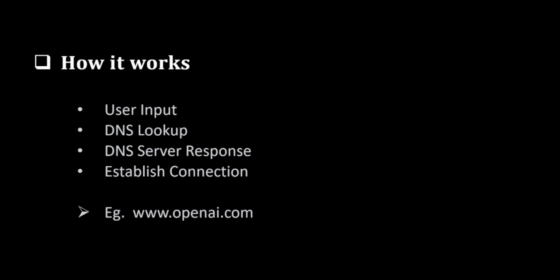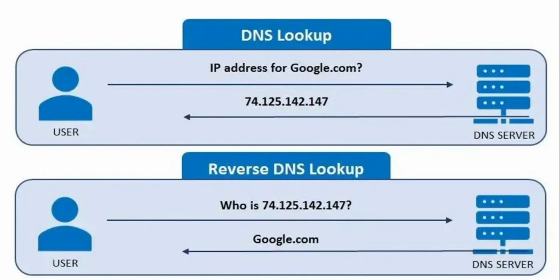In these steps, the DNS system enables your computer to translate human-readable domain names into the necessary IP addresses. This is DNS lookup, and this is the reverse lookup. When you ask the DNS server who this IP address is, it responds with the domain name. That's reverse DNS lookup. In DNS lookup, you type the domain name into your browser and get the response from the DNS server, whereas in reverse DNS lookup, you type the IP address and get the domain name as a response from the DNS server.